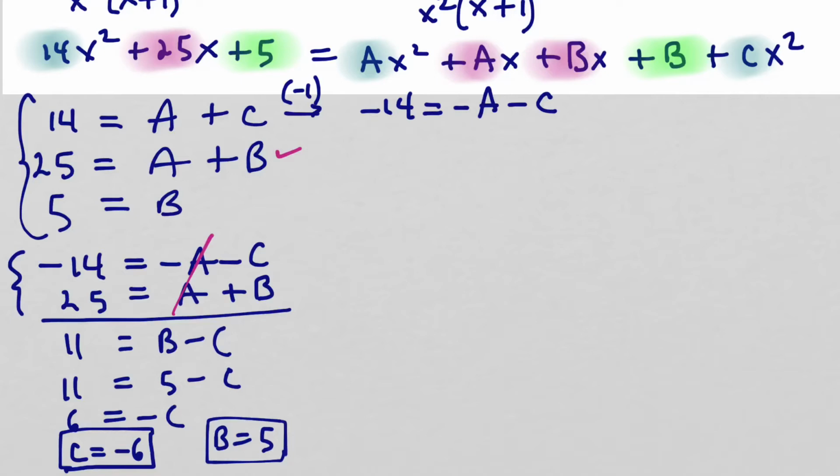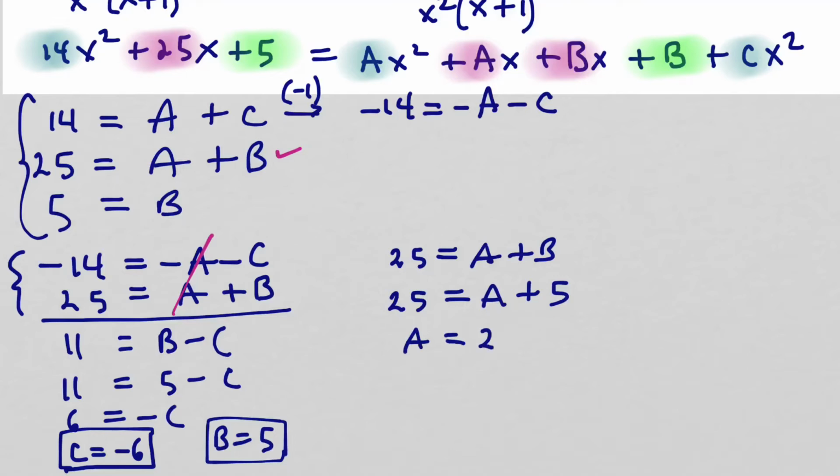So we can say now that 25 is equal to a plus b. We know b is 5, right? So a plus 5, so that's a is equal to 25 minus 5. So that would mean a must be 20. All right, so we have a, b, and c now.